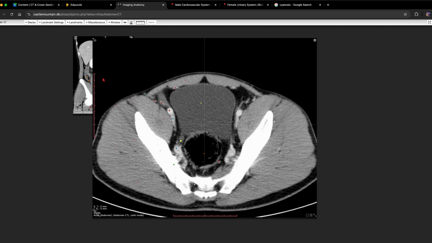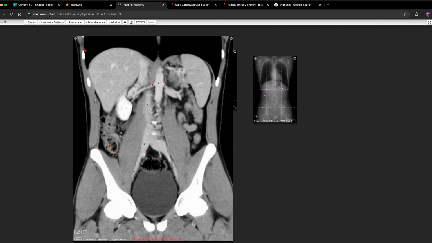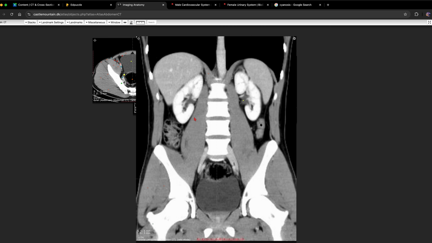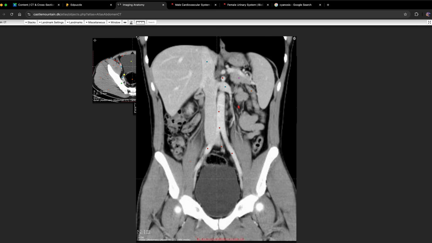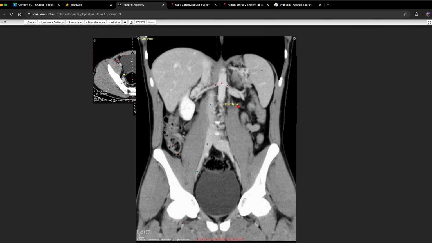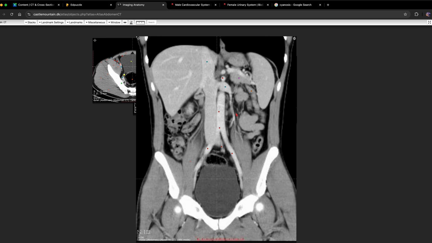Let's try to look at this in some coronal imaging. Remember, coronal imaging separates the body into anterior and posterior sections. We can still see the left ureter right there. It's kind of hard to follow, but that's the left ureter. But we can see the kidney. That's the left one. That's the right one. Left renal sinus. We can see the left ureter.